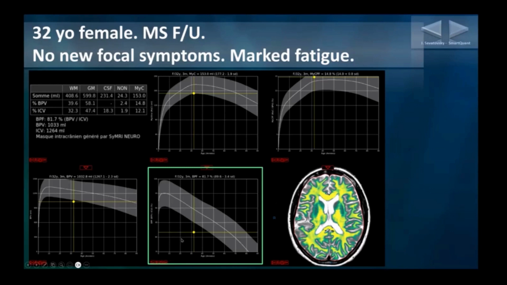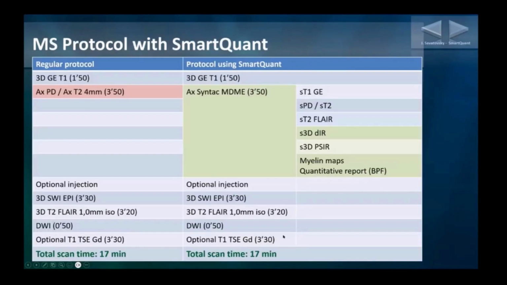And now that we can provide, without any additional research processing, the brain parenchymal fraction, and we can locate the patient among people of the same age, we can see that the brain parenchymal fraction is reduced. It gives an additional insight to the neurologist to better understand the disease burden.